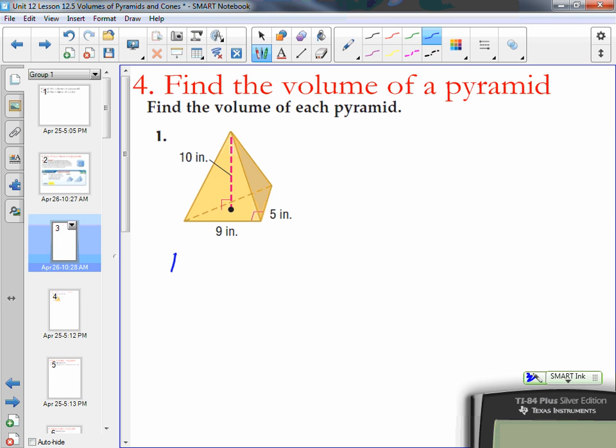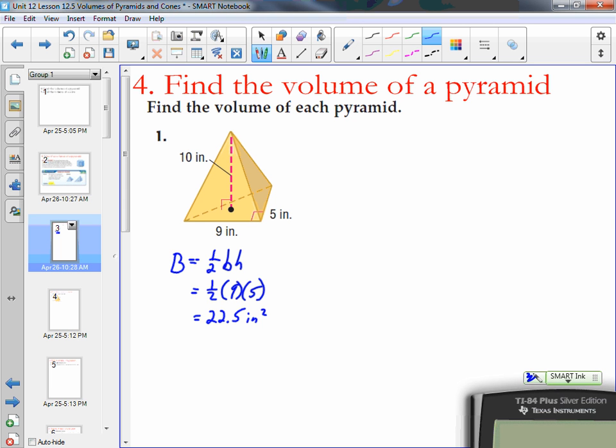So we need to do the same thing we were doing yesterday. Let's find the area of the base. Since the base is a triangle, the area of the base is 1/2 times the base of the triangle times the height of the triangle. Now, it's a right triangle, so one of the legs can be b, the other leg can be h. So 1/2 times 9 times 5. Well, I know that 9 times 5 is 45. So what's half of 45? So the area of the base is 22.5 square inches.